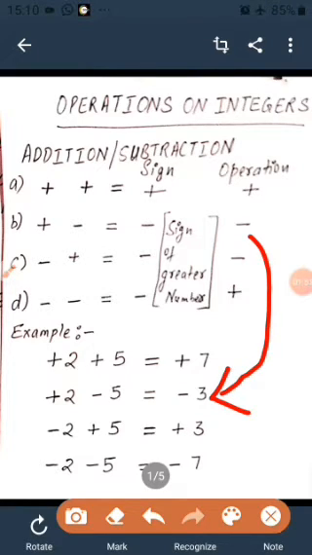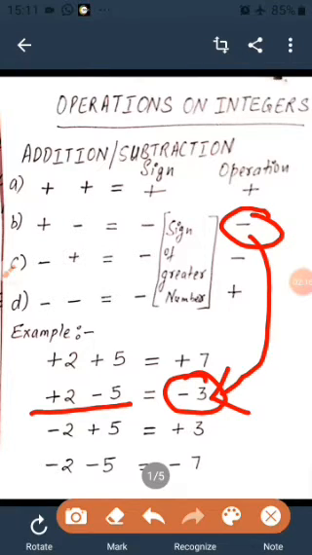Second case is the example. So here plus 2 and minus 5. The first number is positive and the second number is negative. So which is greater? The greater number is 5 and the sign on 5 is negative. Therefore the final answer will get the negative sign. And what operation will you apply here? The operation will be negative, and negative means minus. So 5 minus 2 is 3.